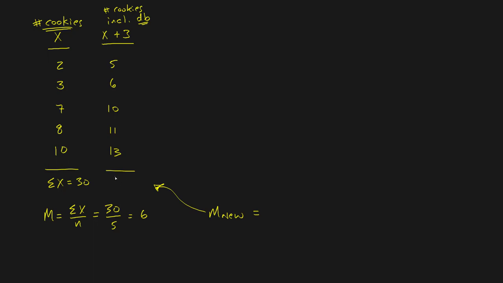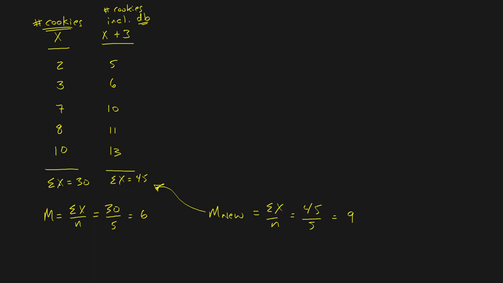So let's do that. 5 plus 6 is 11, plus 10 brings me to 21. This brings me to 32, and this brings me to 45. So I'm going to have now the sum of x over n is going to be 45 over, it's still the same number of people, so it's still over 5, and so this comes out to be 9. So this is the long way of doing it, but it's not difficult. It's exactly what we did the first time we had to work out the mean.